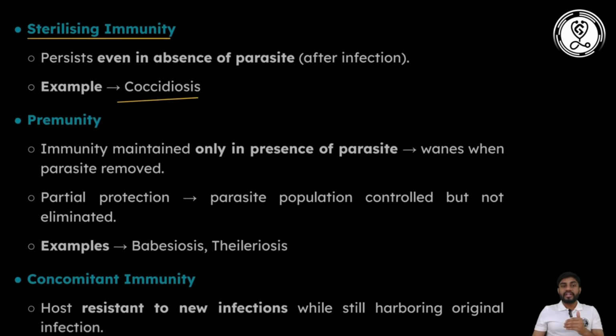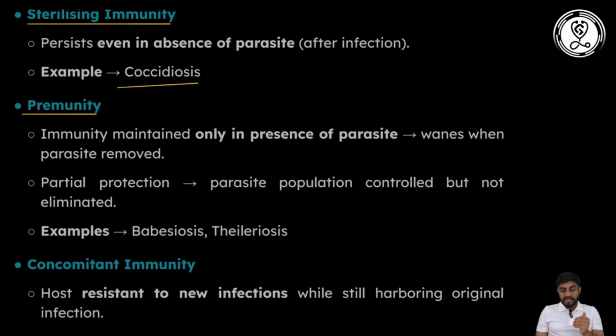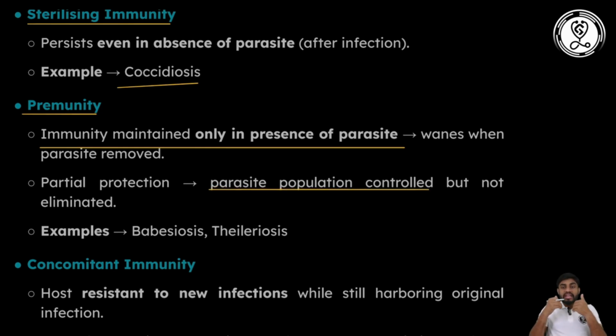Reverse to it is pre-immunity. Pre-immunity means this immunity is maintained only in the presence of the parasite. Until the parasite is present, only then is immunity maintained. The parasite will not be eliminated, but the parasite population will be controlled, because due to the reaction to the parasite, IgE and other cells are released in the body, so they maintain the immunity. Immunity is maintained up to a level only. If the parasite is removed, the immunity will slow down again. Such immunity is known as pre-immunity. This type of immunity is basically seen in babesiosis and filariosis.